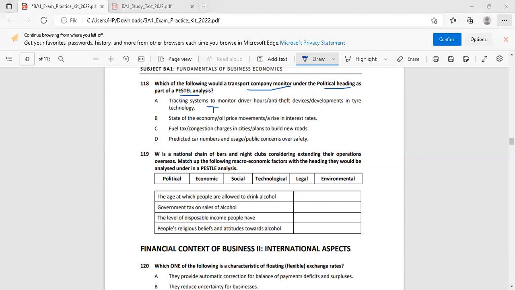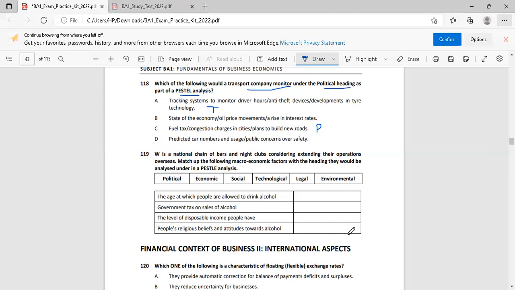What do you think is the right answer? Fuel tax, congestion charges in cities, plans to build new roads. This is political because the tax is the decision of the government. So that's a political decision. Congestion charges in cities, plans to build new roads, etc. is political.